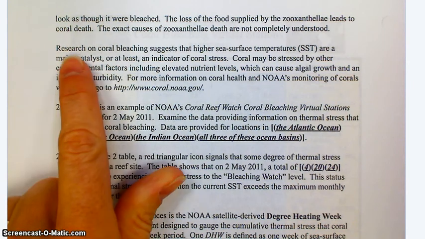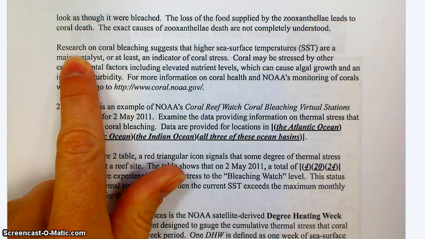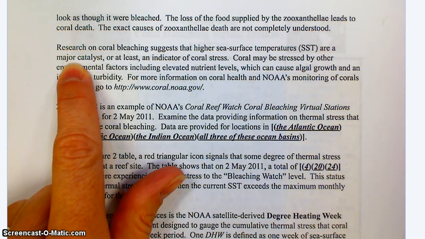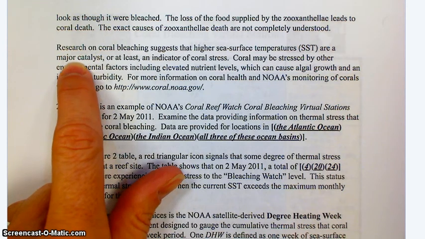However, research on coral bleaching suggests that higher sea surface temperatures are a major catalyst, or at least an indicator of coral stress. Okay, what that means is higher sea surface temperatures are going to be one of the things that is going to cause coral bleaching. It's not the only thing that can cause stress and bleaching, but it's one of the major factors.